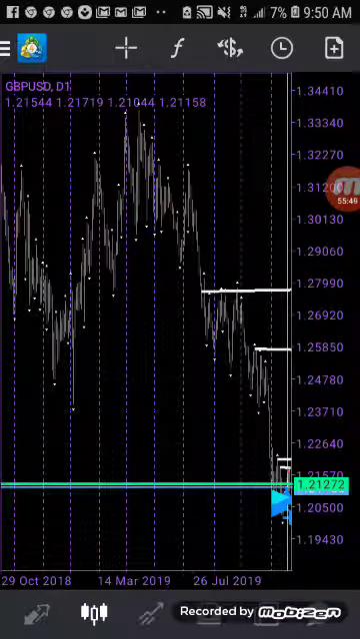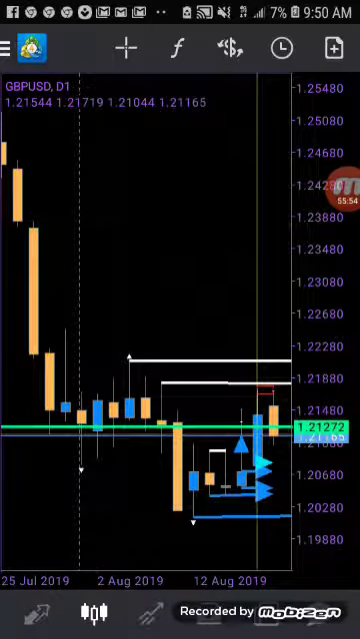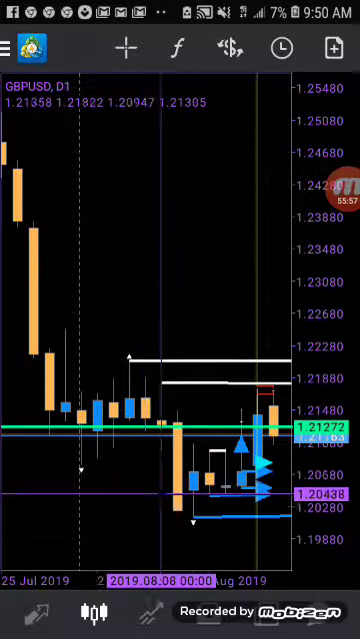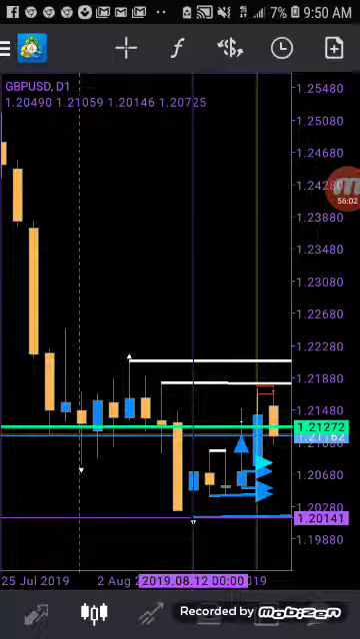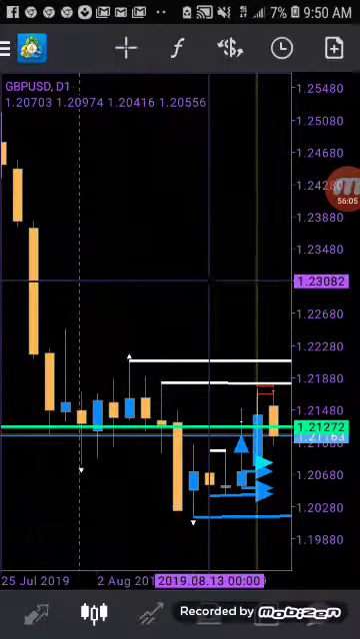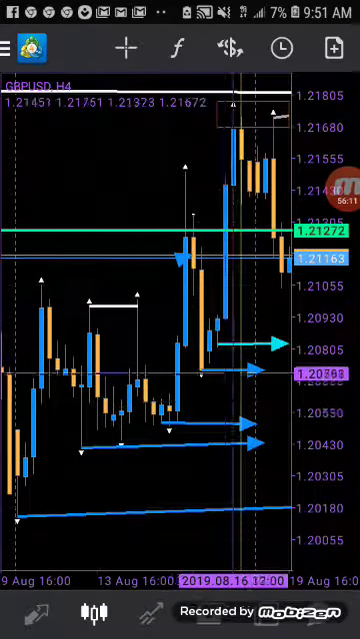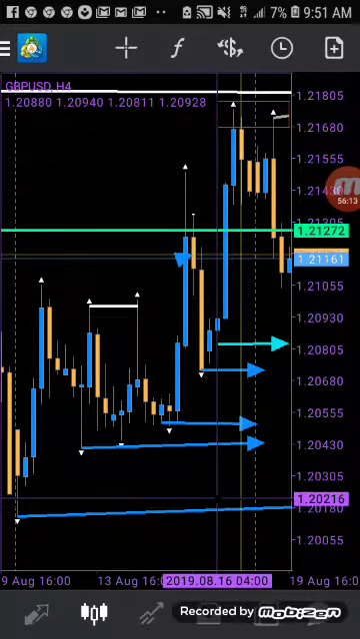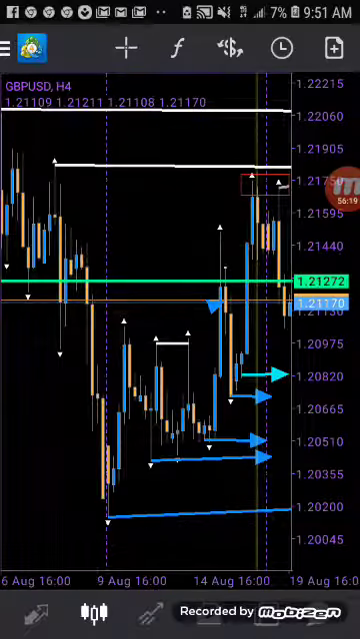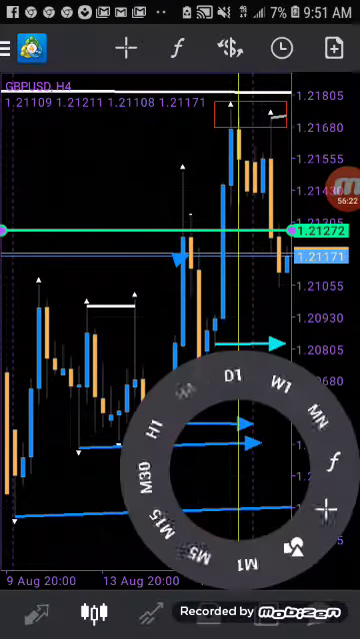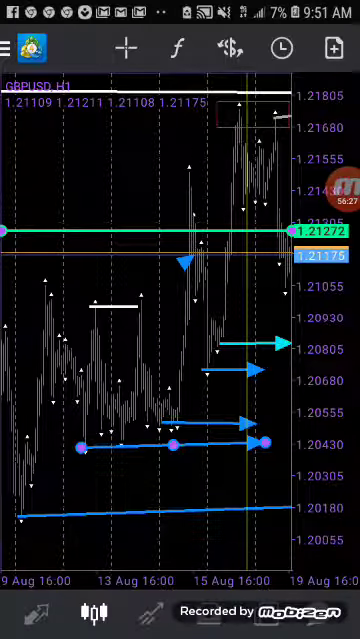See, this looks like the accumulation phase, though. So I want to get some buy orders in near these blue floors down here, around these blue floors. It's a 4-hour time frame. I want to get buy orders around these blue floors because this looks like the accumulation phase on a much larger time frame. I'm selling at the ceilings.